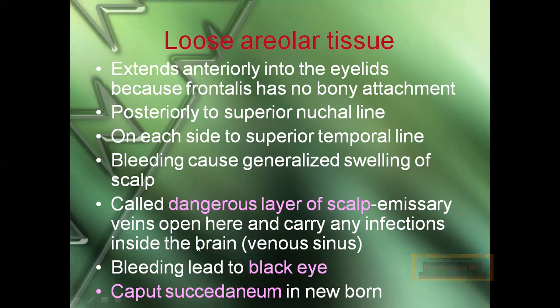And because it doesn't have any bony attachment, if there is any bleeding in this layer, what happens? The blood will slip down easily and get collected in the eye, which leads to a condition called black eye, because this fourth layer has no bony attachments. It is extending anteriorly into the eyelids. Hence, it leads to black eye. I will show you these clinical pictures also.